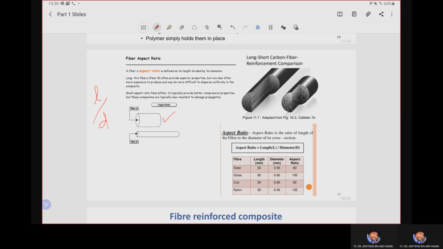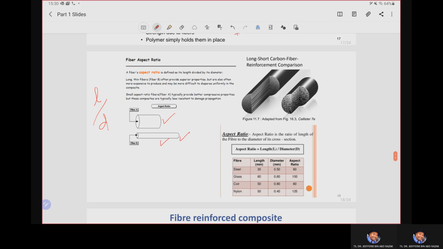Long thin fibers, referring to fiber B here, often provide superior properties, but are a bit expensive and difficult to manufacture. To produce thin fiber is really difficult, as well as quite challenging to disperse uniformly in the composite body. Small aspect ratio fibers, referring to fiber A, have lower L but larger D, hence a smaller aspect ratio. Typically, they provide better compressive stress properties, but composites with short fibers are typically less resistant to damage propagation in comparison with fibers having a larger L over D.